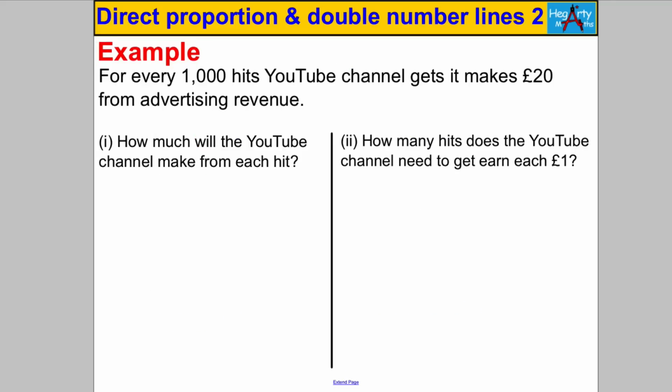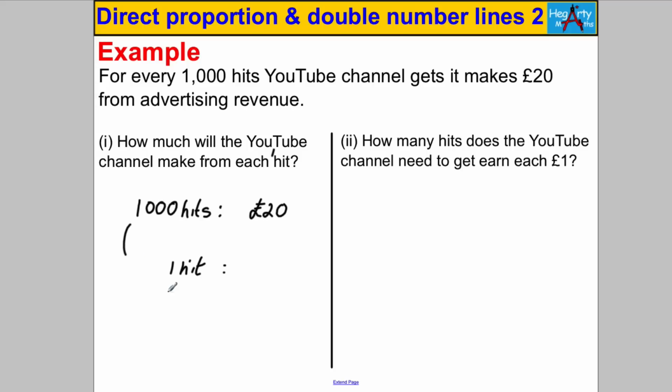Next one, pause the video, have a go at this. So for every 1,000 hits on YouTube, you get £20 advertising revenue. You're asked how much will the YouTube channel make from each hit. So I'm going to write this down as a rate or ratio. So I'm going to say 1,000 hits, okay, gives me £20. I'm asked how much will the YouTube channel make from each hit. So from each one hit, so I want this number to be 1 here, so I want to work out how much money one hit gets me.